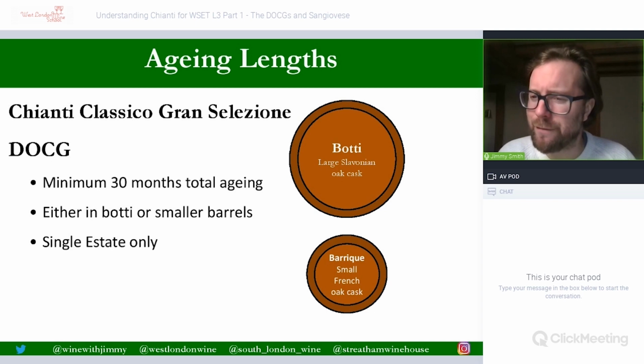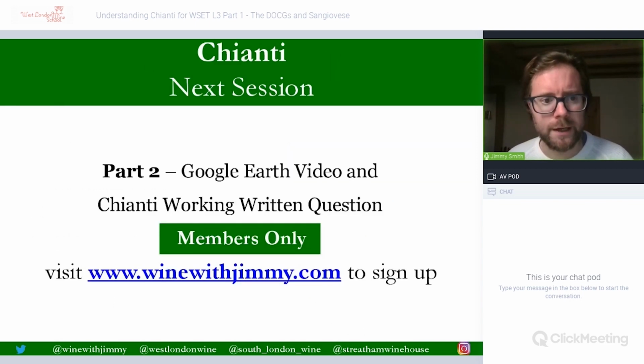There is more of a propensity for smaller barriques with the Gran Seleziones, and it must come from a single estate, and often it comes from a single vineyard. So these have been around for years and years, but being called Gran Selezione is quite a new concept within the Chianti zone. With Chianti Classico, the rules around what you can blend in are a little bit more strict. It's a minimum 80% Sangiovese with 20% other grape varieties being blended in, apart from, I believe, Gran Selezione, but don't quote me on that.